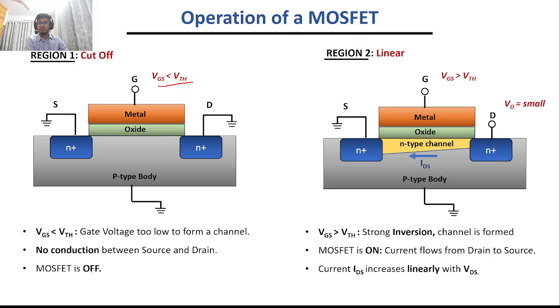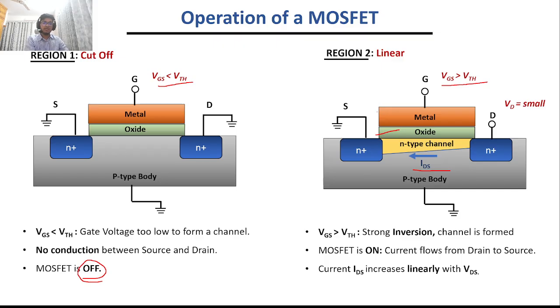In this region, our MOSFET is currently off. But as we keep on increasing the gate voltage, the inversion occurs, and we can see that an n-type channel has formed between the source and the drain. So our device is now on, and the current IDS flows from the drain to the source.